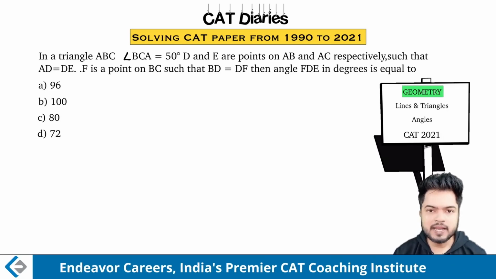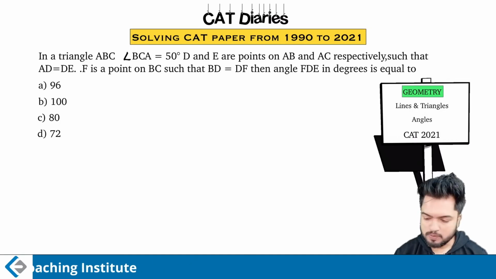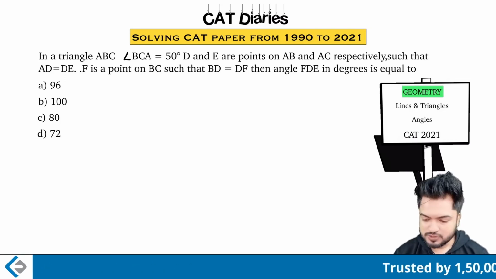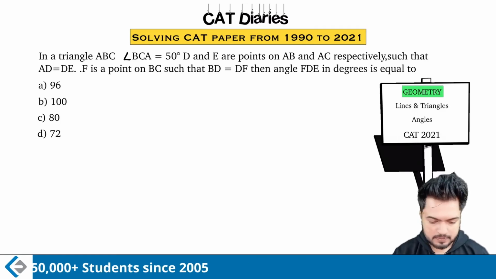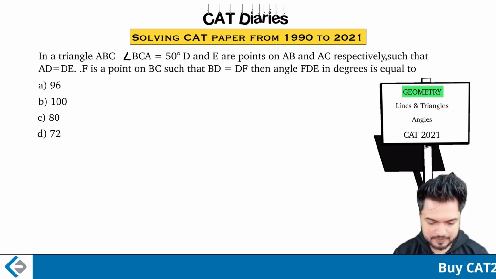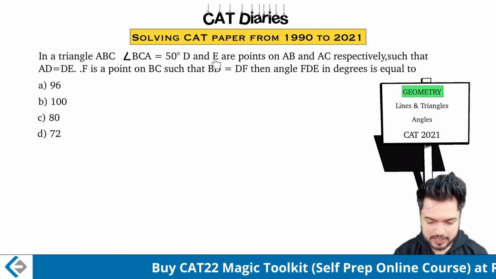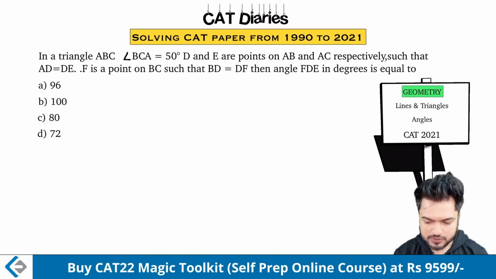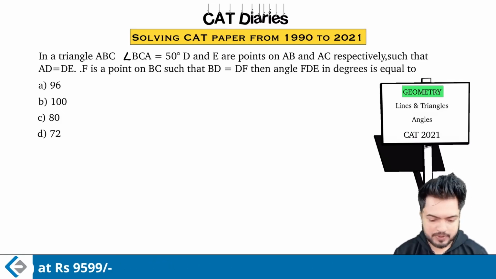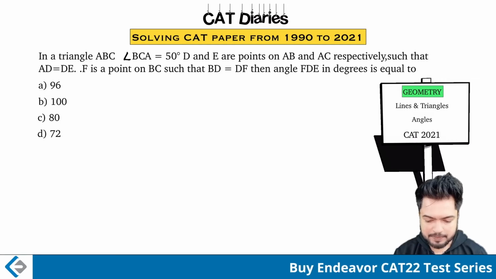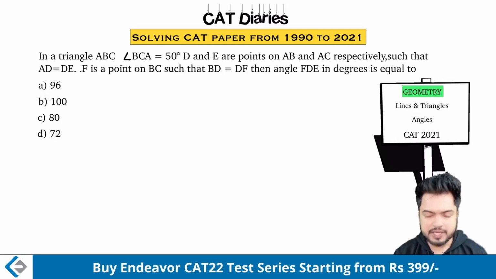So let's now solve another problem, based on the type of finding angles, the plane angles. How do you solve this problem? This problem is recent, asked in CAT 2021. Let's understand what is being given here. In triangle ABC, angle BCA is 50. D and E are points on AB and AC respectively, such that AD is equal to DE. F is a point on BC such that BD is equal to DF. Then angle FDE in degrees is equal to.